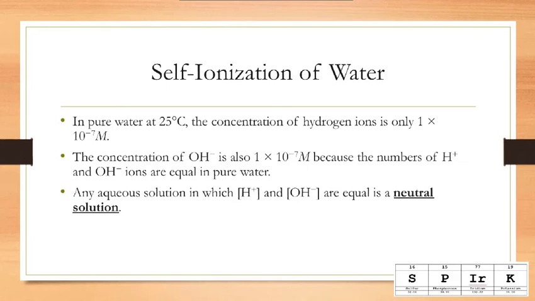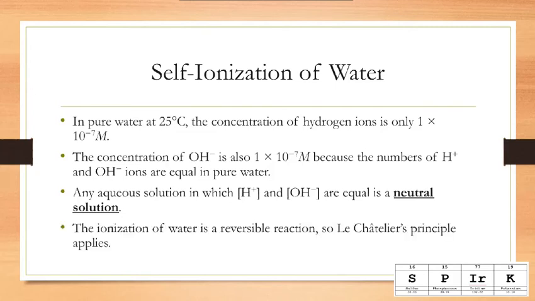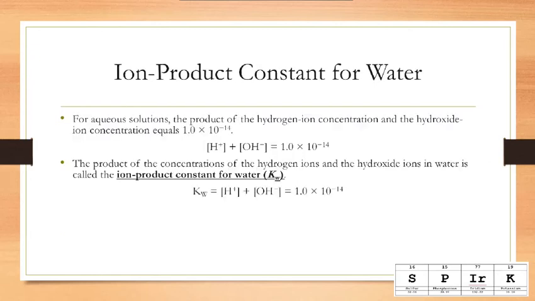Any aqueous solution in which the concentration of hydrogen ions and the concentration of OH minus ions are equal is a neutral solution. The ionization of water is a reversible reaction, so Le Chatelier's principle applies. For aqueous solutions, the product of the hydrogen ion concentration and the hydroxide ion concentration equals 1.0 times 10 to the negative 14. So, H plus times OH minus equals 1.0 times 10 to the negative 14. The product of the concentrations of hydrogen ions and hydroxide ions in water is called the ion product constant for water.